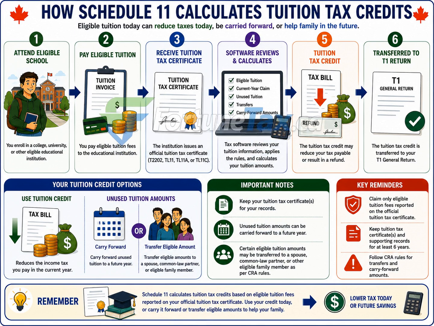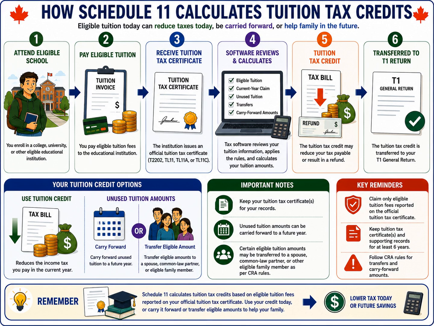Because this is a non-refundable tax credit, it reduces the amount of income tax payable, but cannot create a refund by itself if no tax is owing. The comparison shown at the bottom of the slide highlights two possible outcomes. If the student has enough tax payable, the tuition tax credit can be used immediately to reduce their taxes.